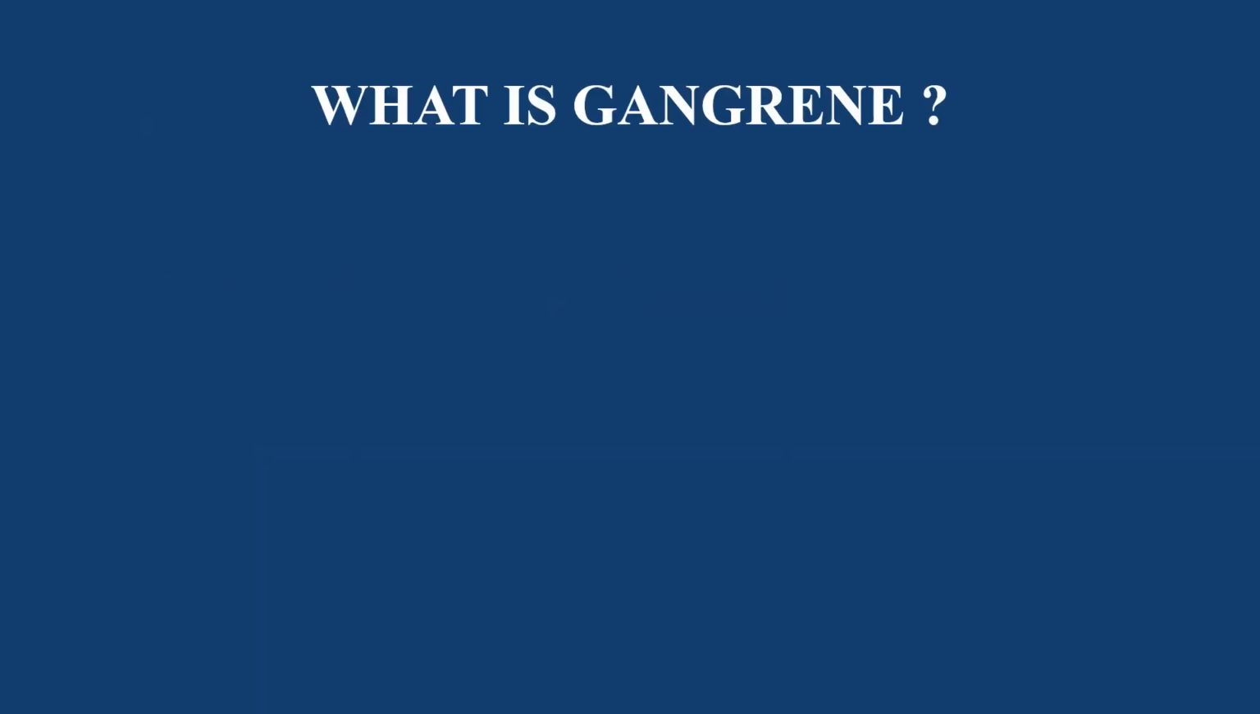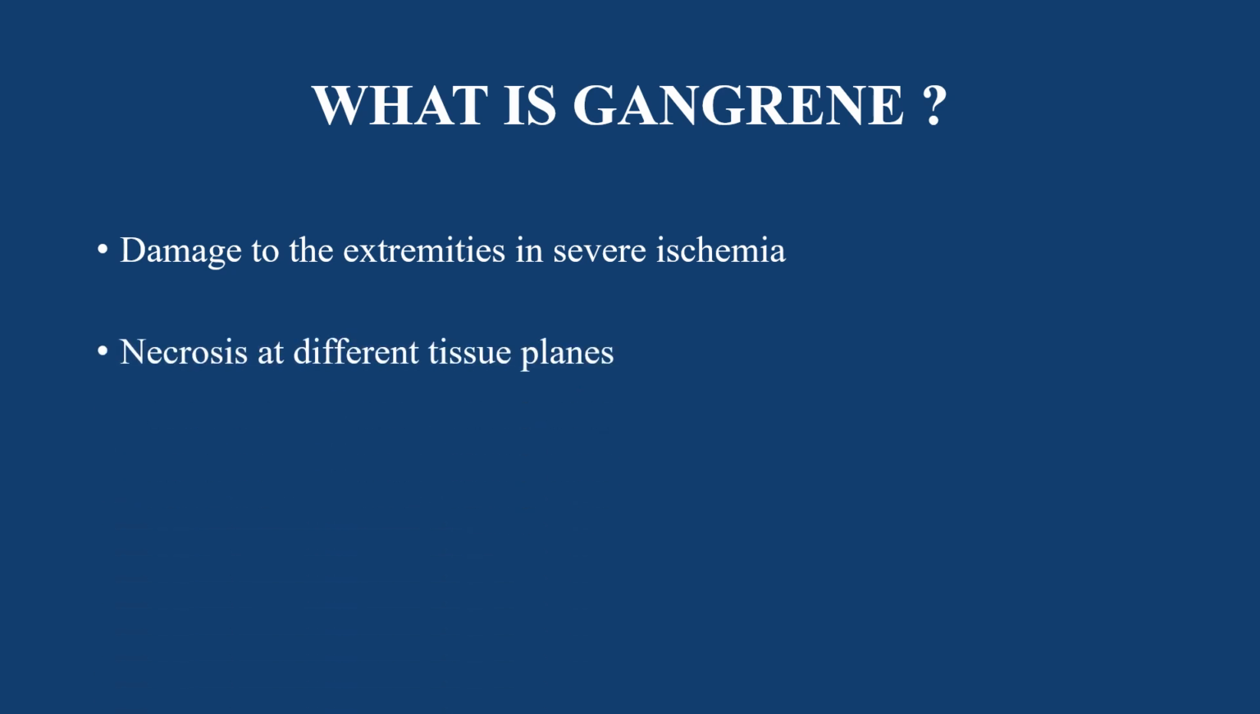Another thing I am going to discuss is gangrene. A few books cover gangrene in necrosis only. A few books say that no, gangrene is altogether a different chapter. But I'm going to tell you gangrene is nothing but a type of necrosis only, where the necrosis happens in the extremities because of severe ischemia. So it is a type of necrosis where necrosis is happening at different tissue planes.